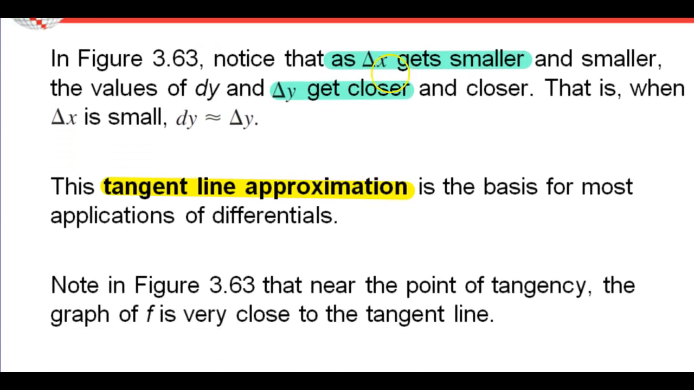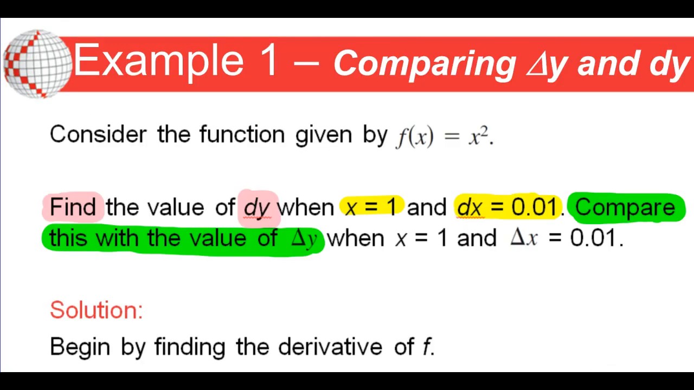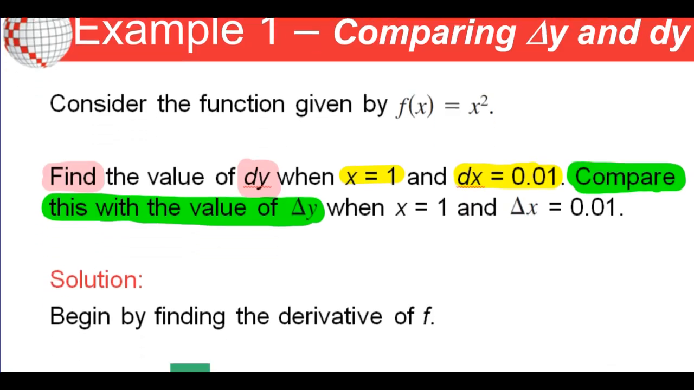So again, we're going to let delta x get really, really small, and then when we do that, we're going to find out that dy, which is the differential, is going to be really close to the change in y. And so there it is. Dy is really approximately the change in y. So let me give you an example of what I'm talking about so you can see these approximations.